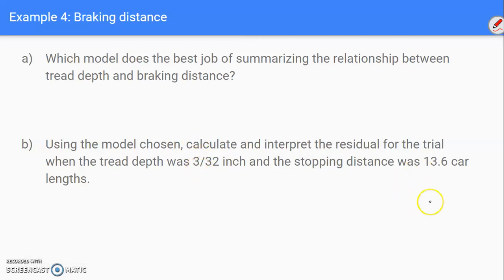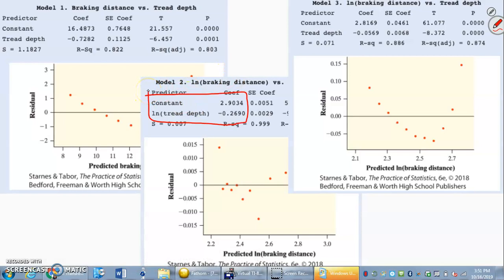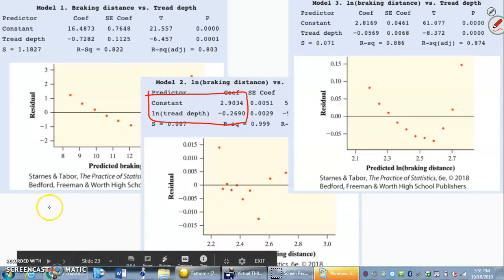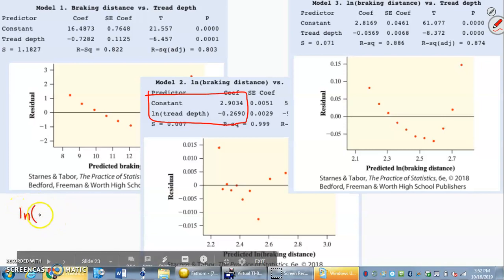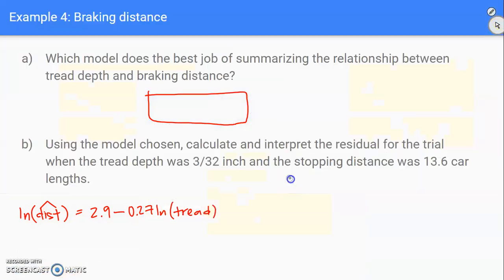So to find that model, I'm going to first go back to this and use this information right here to write an equation. I have the ln, or natural log, of braking distance, I'll just put distance predicted, is equal to 2.9 minus 0.27 times the natural log of tread depth. So that's my equation I'm going to use.